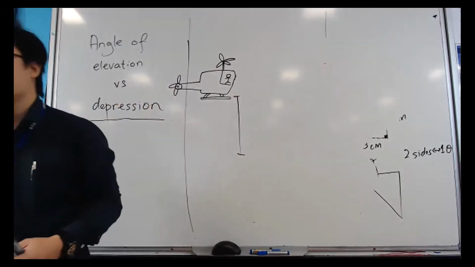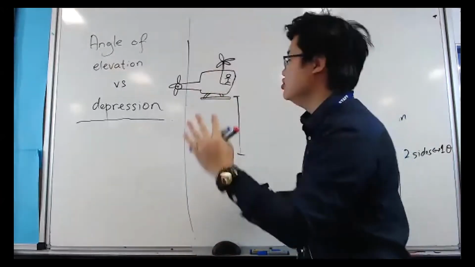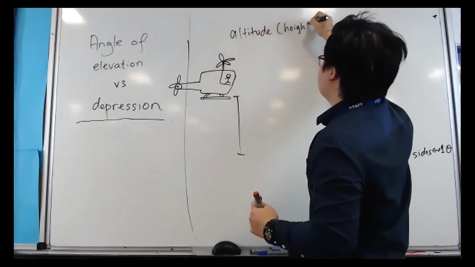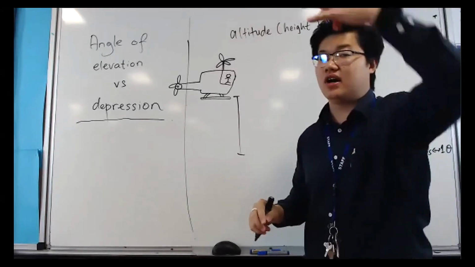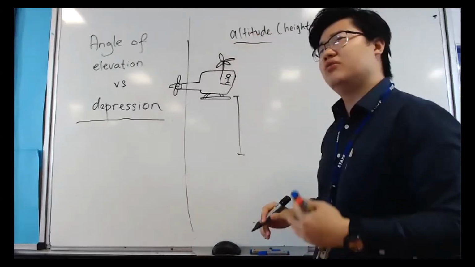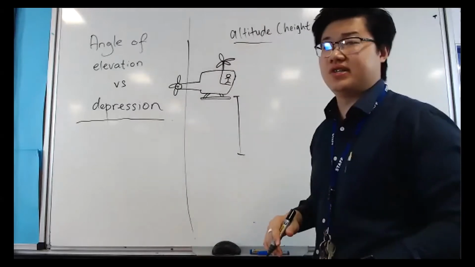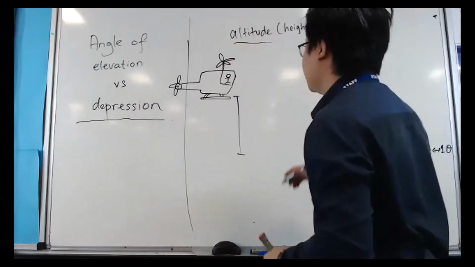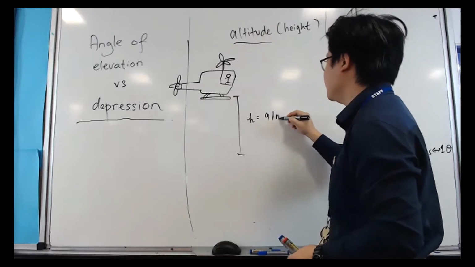What did it say? So a helicopter is flying at a constant altitude of 91 meters. Now the word altitude means height. In aviation terms, aviation means anything that is flying in the sky. They'll normally say altitude, and altitude is the height from sea level. So the altitude or height is 91 meters.